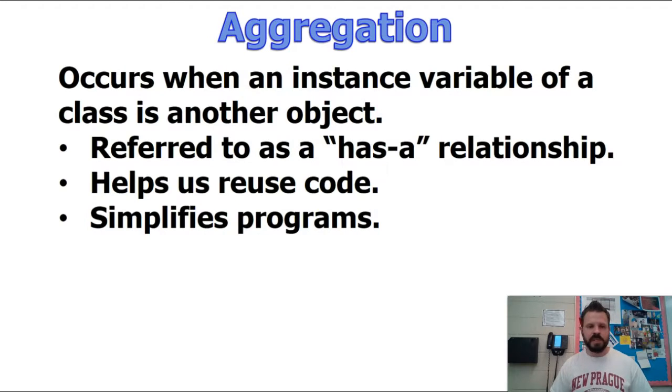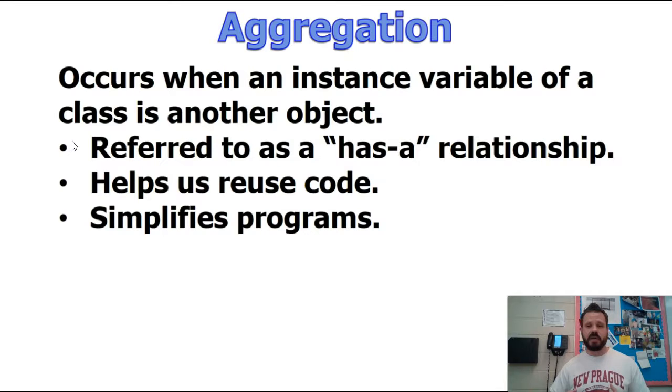All right, so aggregation, what is it? I'm going to say it occurs when an instance variable of a class is another object. So when one class or one object is holding as a variable another object. For example, in a second we'll show you a coding example with the cylinder class. Cylinders, the geometric figure, have a circle in them. So we're going to have a cylinder object that also holds on to a circle object as an instance variable. We're going to refer to this as a has-a relationship.